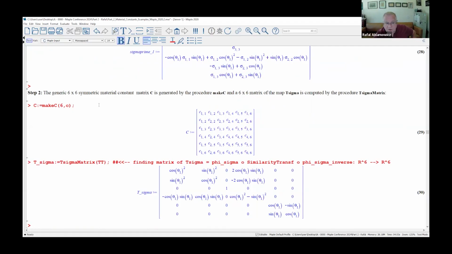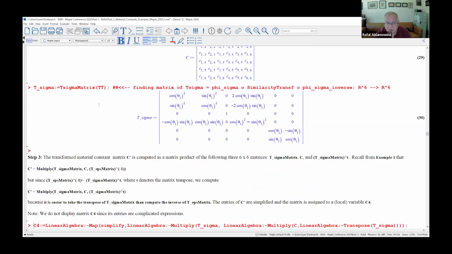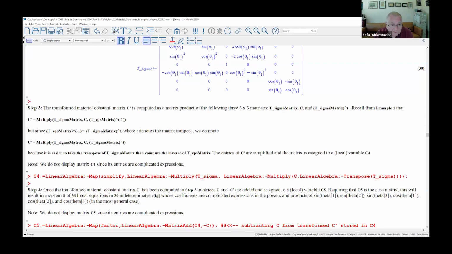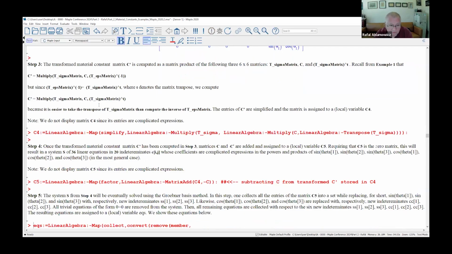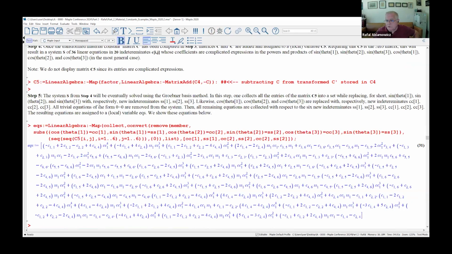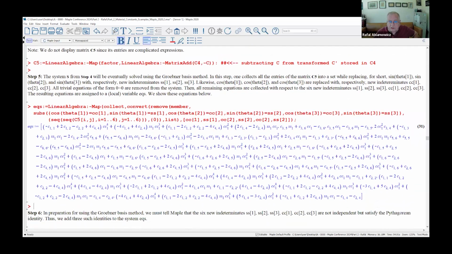The T sigma matrix is now created using the transformation matrix TT. That transformation matrix is a composition of linear transformations. The transformed material constant matrix is computed, C prime, as a 6x6 matrix. And here we are getting to the point where we have to solve this particular system of 66 polynomial equations, where we have added certain additional indeterminates because we have certain indeterminates which are related by the Pythagorean law. So this system of equations has to be solved for Cij.